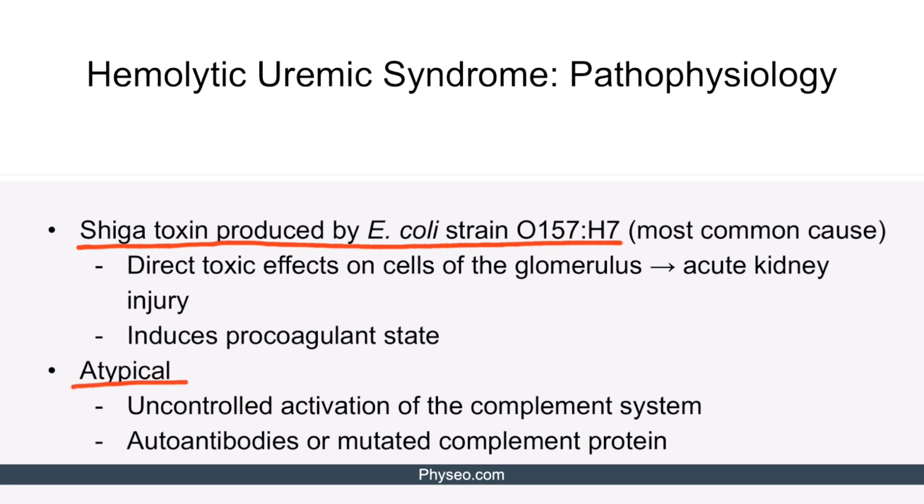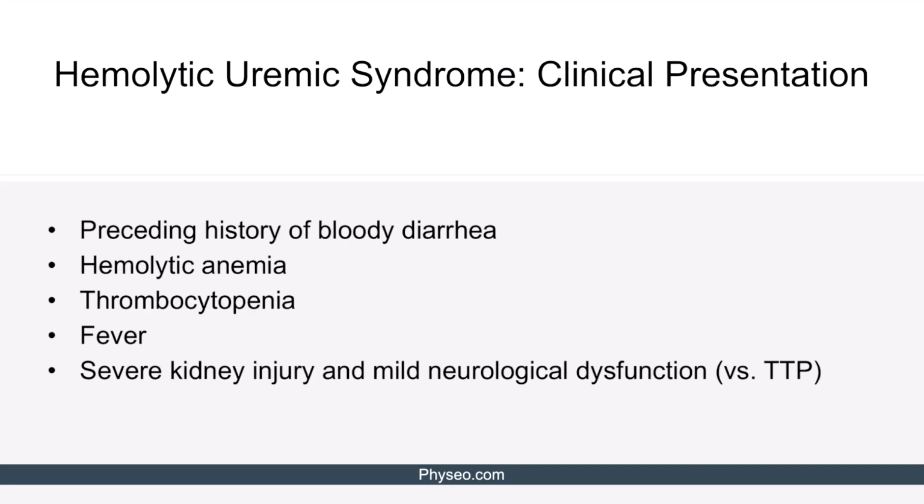Atypical HUS is a rare disorder characterized by uncontrolled activation of the complement system. Most cases of atypical HUS are caused by autoantibodies to complement factors or a genetic mutation in the complement protein itself. Hemolytic uremic syndrome, or HUS, presents like a mild version of thrombotic thrombocytopenic purpura. The key clinical findings include a preceding history of bloody diarrhea due to enterohemorrhagic E. coli, hemolytic anemia, thrombocytopenia, and fever.